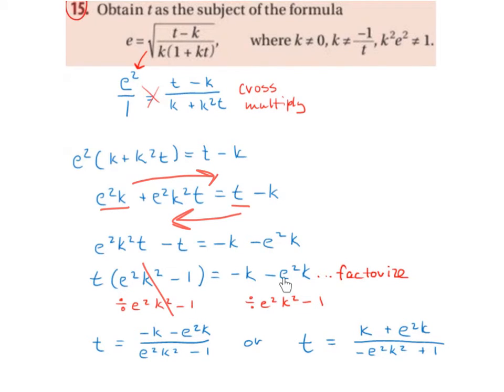So I have minus K minus E squared K divided by E squared K squared minus 1, or minus K minus E squared K over E squared K squared minus 1. So now I have T as the subject of the formula, or I could write it as positive K plus E squared K squared divided by minus E squared K squared plus 1.